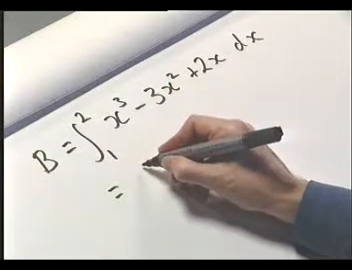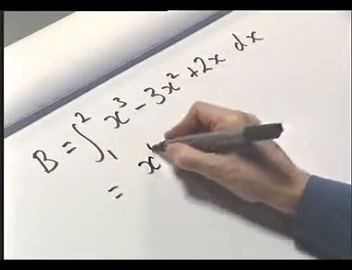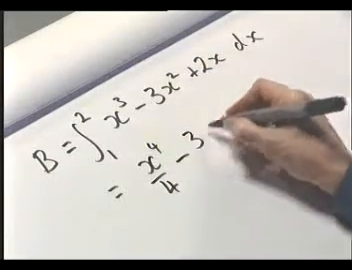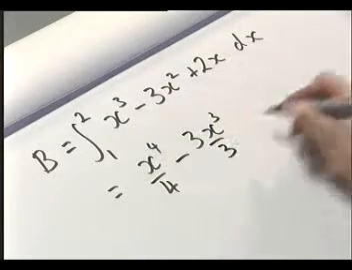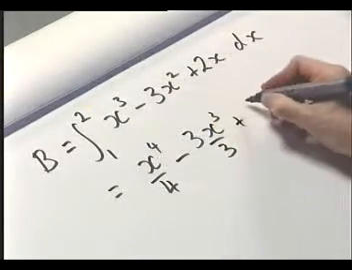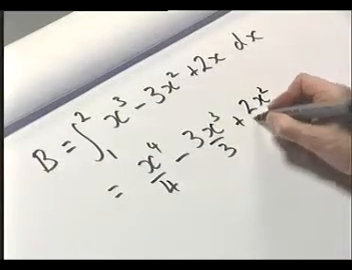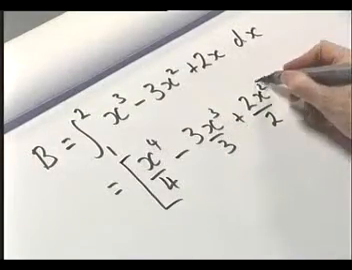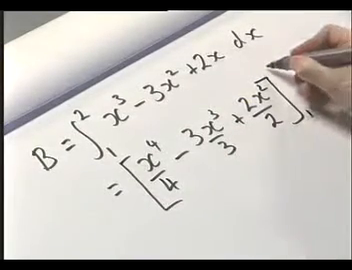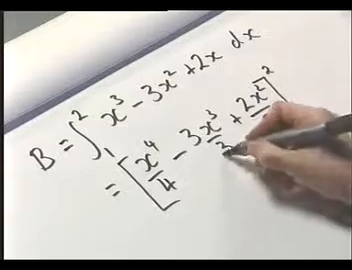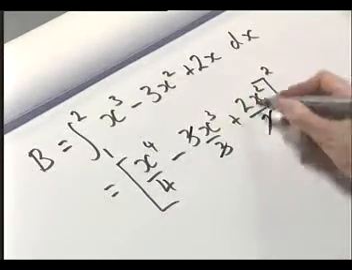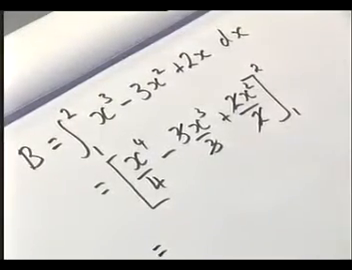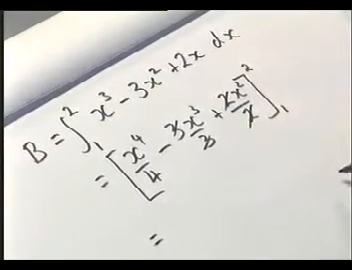So if we integrate the x cubed, we have x to the 4th over 4 minus 3x cubed over 3 plus 2x squared over 2, and this is to be evaluated at the limits 1 and 2. And again, we can cancel the 3's and we can cancel the 2's. So now let's substitute in our upper limit.